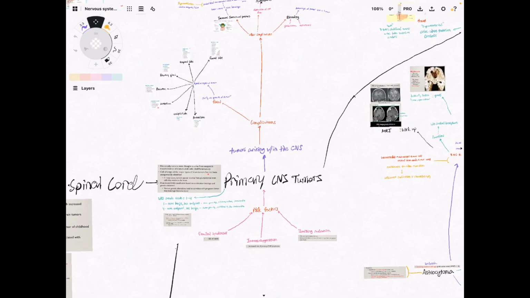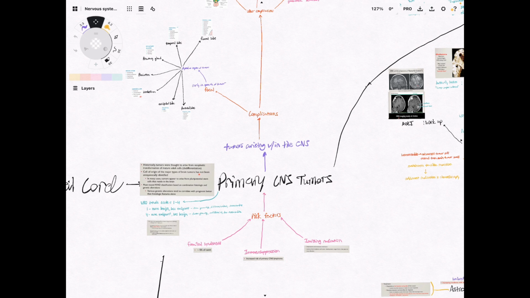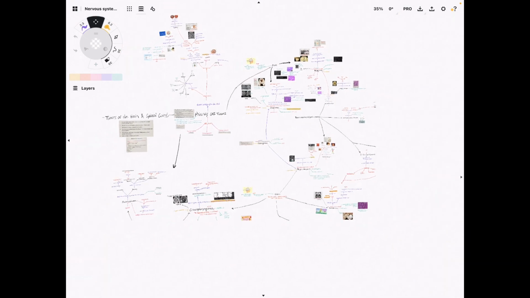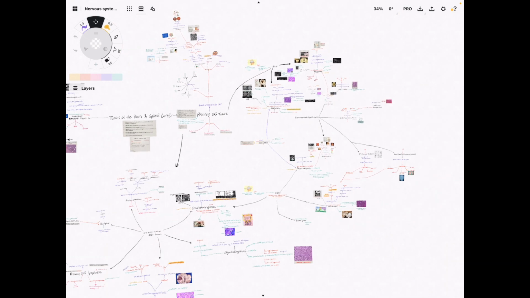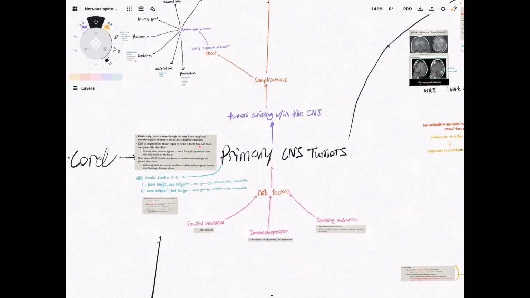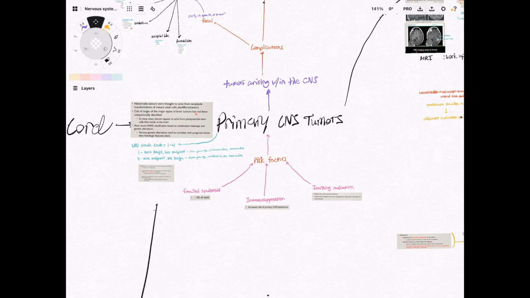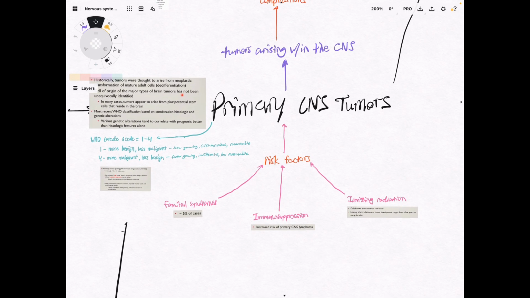Let's now shift over to primary CNS tumors. And how I have this split up on my mind map is I have generally the main pathophysiology, etiologies, and symptoms of primary CNS tumors itself, and then I'll break it down into the specific types of tumors down here. So not to confuse y'all, let's just start here with the common causes of primary CNS tumors, and we're going to call them risk factors.